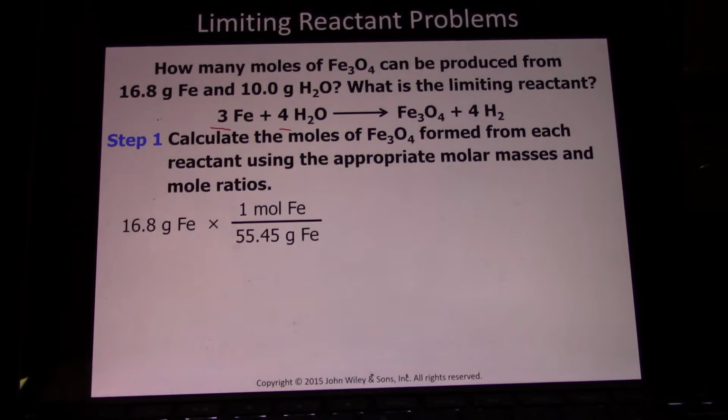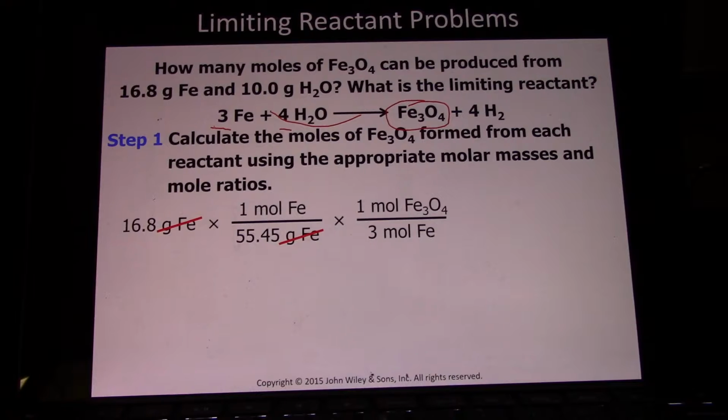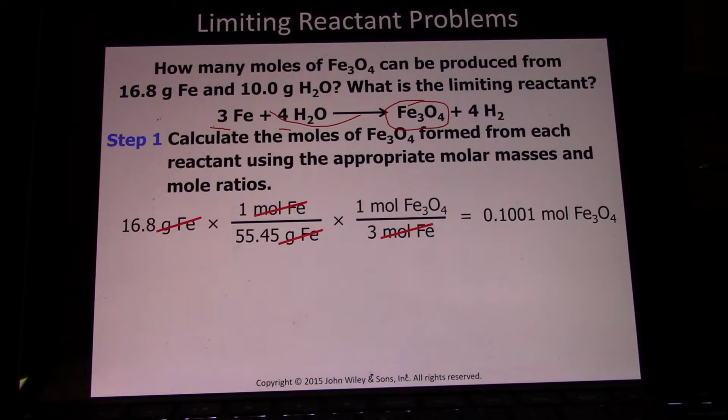So if all the iron reacted, we convert it to moles, and I make 1 mole of magnetic iron oxide for every 3 moles of iron consumed. Let's make sure it's a balanced equation. 3 iron on the left, 3 iron on the right. 8 hydrogen on the left, 8 hydrogen on the right. 4 oxygen on the left, 4 oxygen on the right. It is balanced. And so we could make 0.1001 moles of magnetic iron oxide if all the iron reacted.